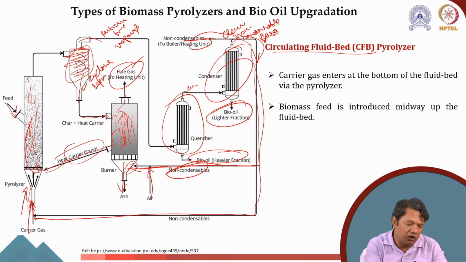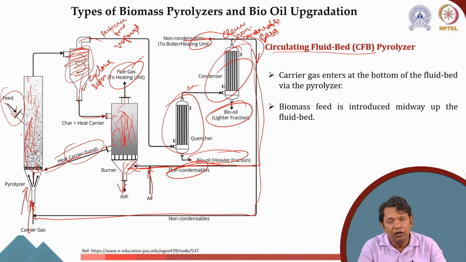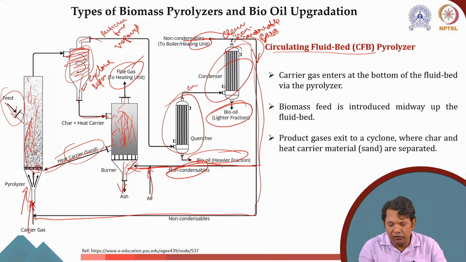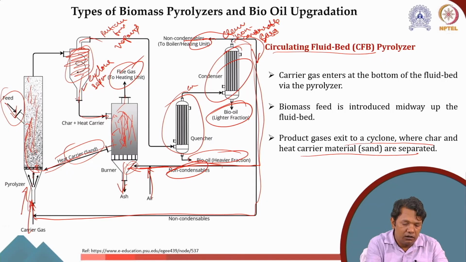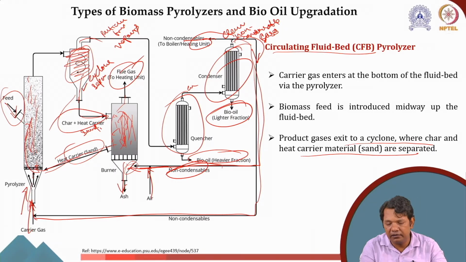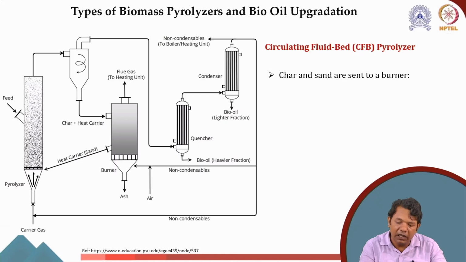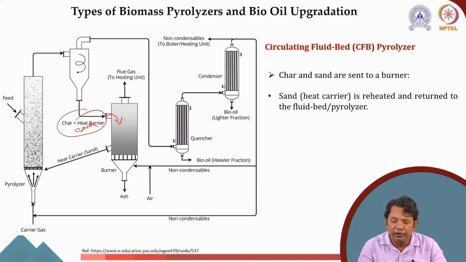So if you see, typically the carrier gas enters from the bottom of the pyrolyzer and leaves from the top. The biomass is fed directly midway into the pyrolyzer. The product gas exits to the cyclone, where char and the heat carrier, which is sand in this case, get separated, and then char and sand are sent to this burner, where the sand is again reheated and returned to the fluidized bed pyrolyzer.